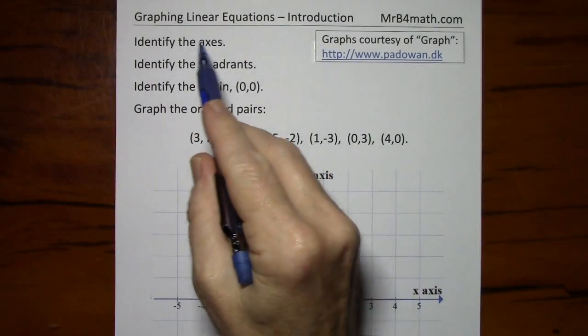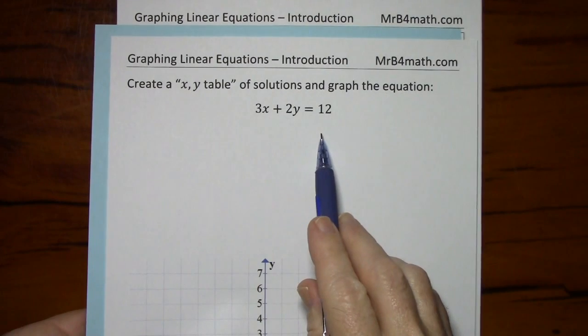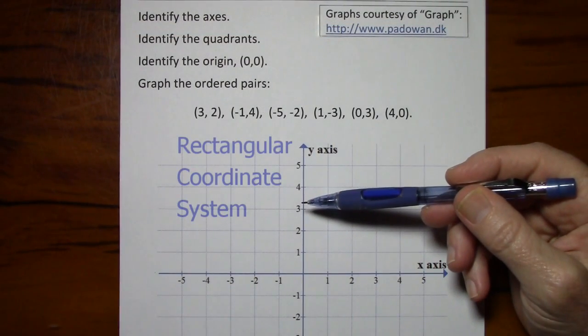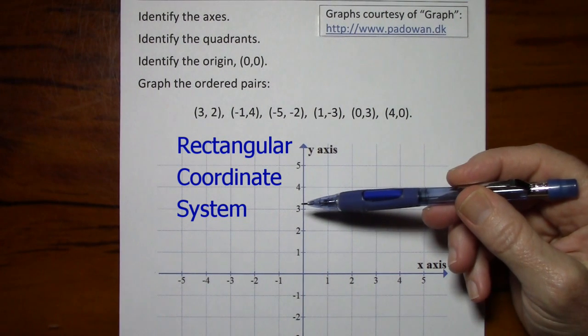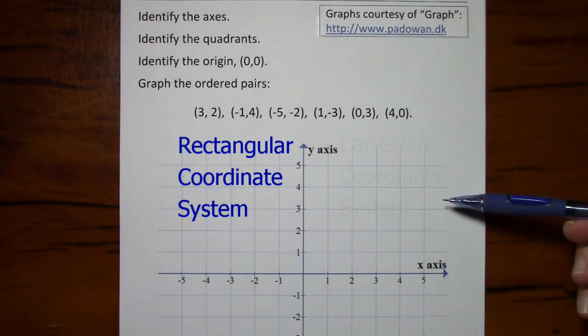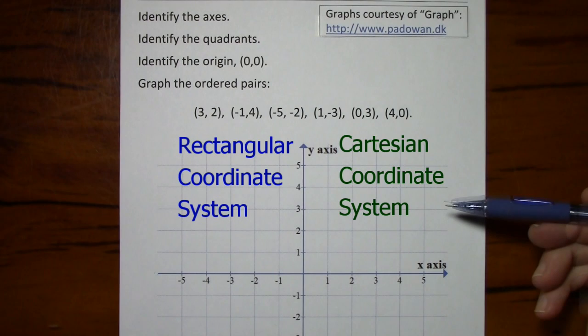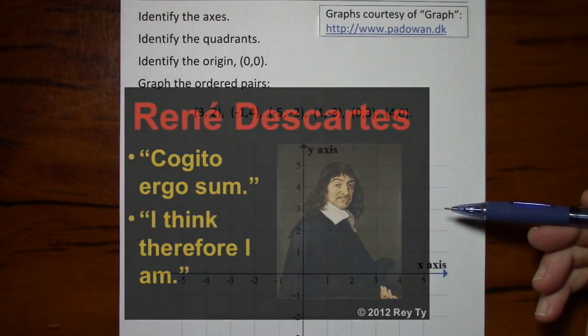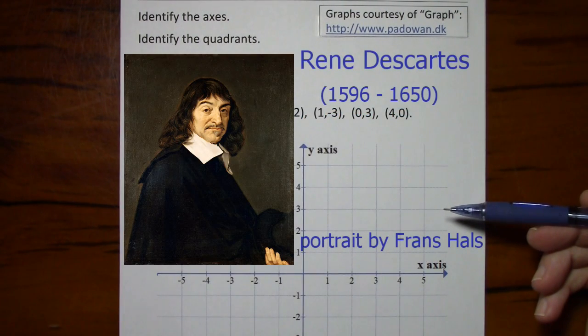Prior to graphing linear equations, such as this one, I'll need to take a moment to talk about the rectangular coordinate system. Sometimes this is also called the Cartesian coordinate system, in honor of René Descartes, a French philosopher, mathematician, and scientist, who was a young man in the early 1600s.